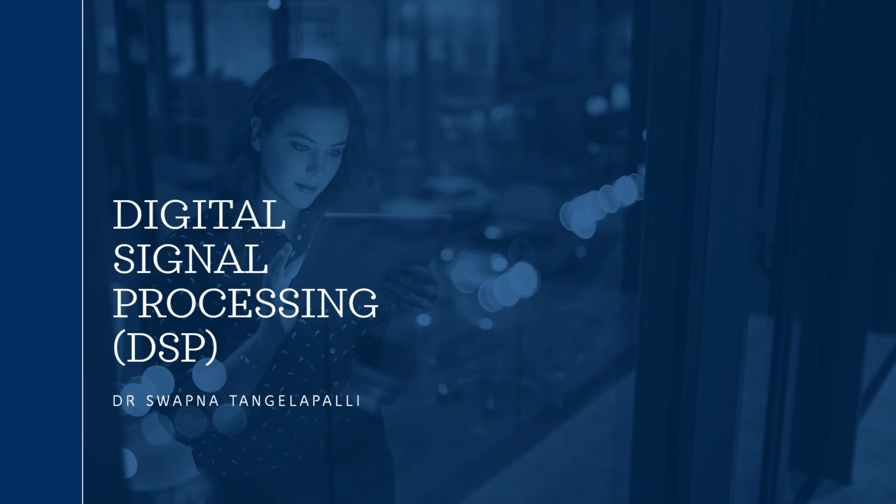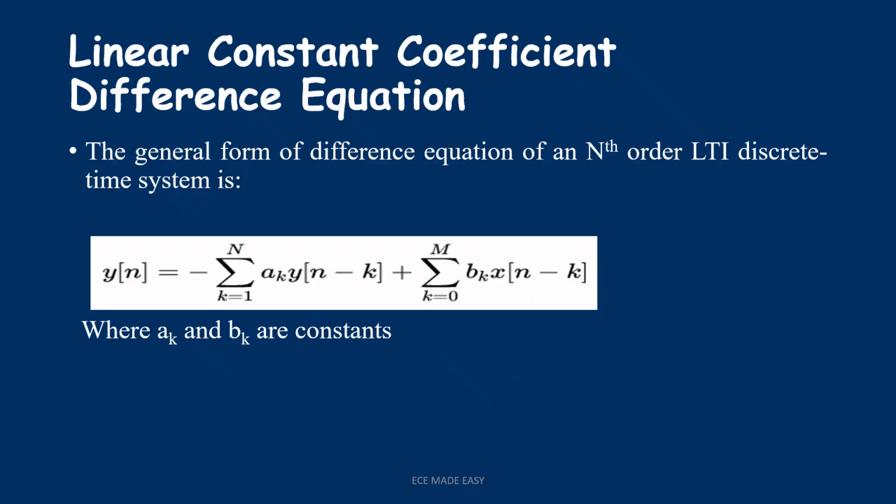Hey, welcome again. Today in digital signal processing, we are going to see a new topic called the solution of linear constant coefficient difference equation. Then what is this linear constant coefficient difference equation? Generally, any discrete system is represented in the form of an equation which tells the relation between input and output. This equation we call a linear constant coefficient difference equation.